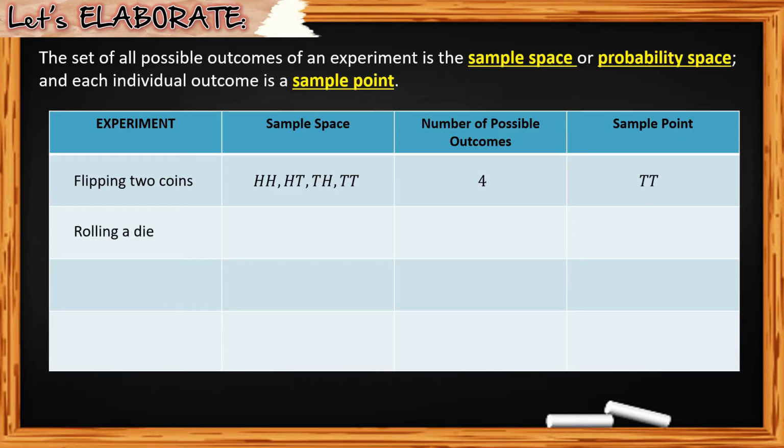Another experiment is rolling a die. We have 1, 2, 3, 4, 5, 6. So we have 6 possible outcomes. And a sample point is 3. Another experiment is rolling a coin and a die simultaneously.